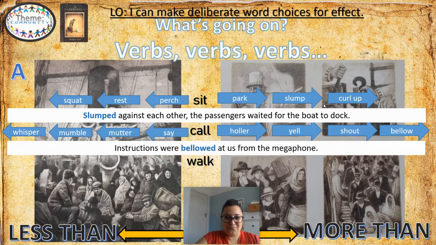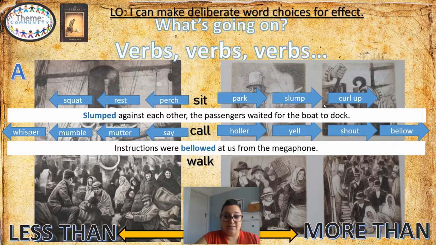Let's see what I've got. Instructions were bellowed at us from the megaphone. I've really gone for that more than. He's really trying to get their attention. If I wanted to talk about the passengers, though, rather than the guard, could I still use bellowed? Why not? I would probably choose a less than word because they're going to be much quieter characters, unless, of course, there might be a problem.